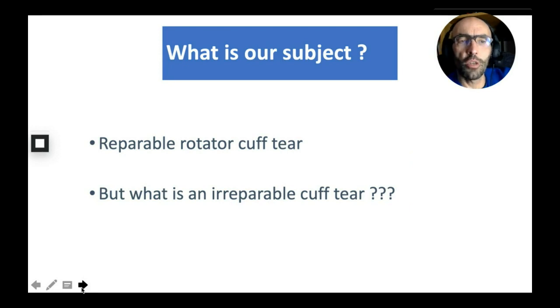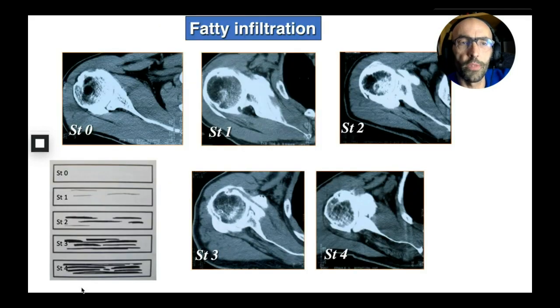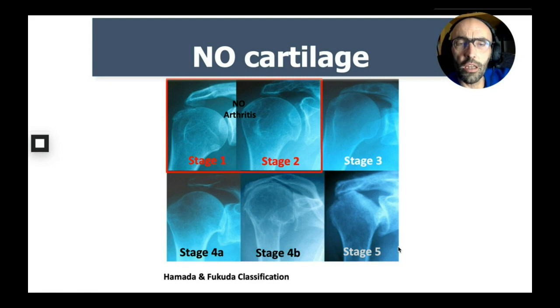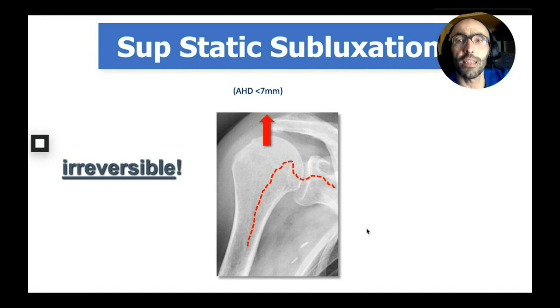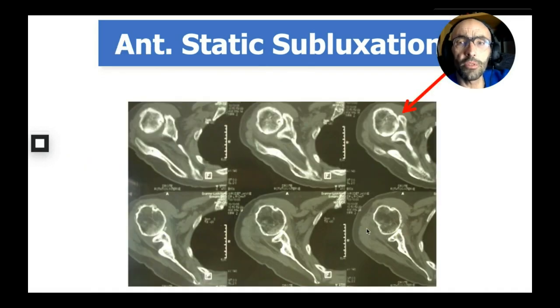So what is our subject? Our subject is repairable rotator cuff tear. But what is a repairable rotator cuff tear? It is irreparable when you have fat infiltration more than grade 2, meaning grade 3 or 4, then you can say that it is not repairable. Of course, when you have no cartilage, it's not possible to repair. On the Hamada and Fukuda classification, stage 1 and 2, you can repair, but stage 3, 4, and 5, you cannot repair because you have a superior static migration of the head, and it is irreversible. Sometimes it's more rare, but when you have a supra-subscap tear, you can observe an anterior subluxation of the head. And when you have that, it's not possible to repair.